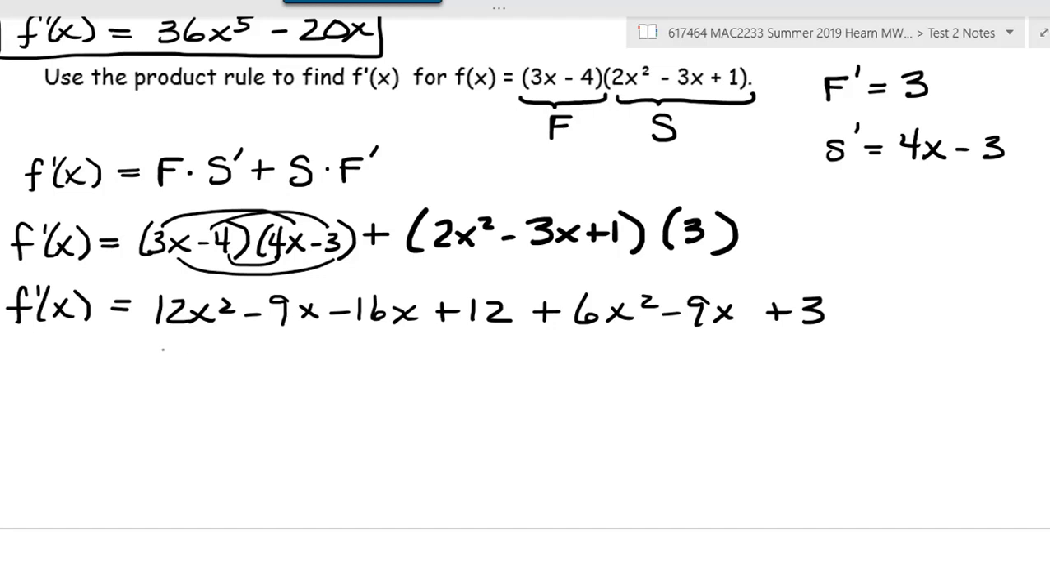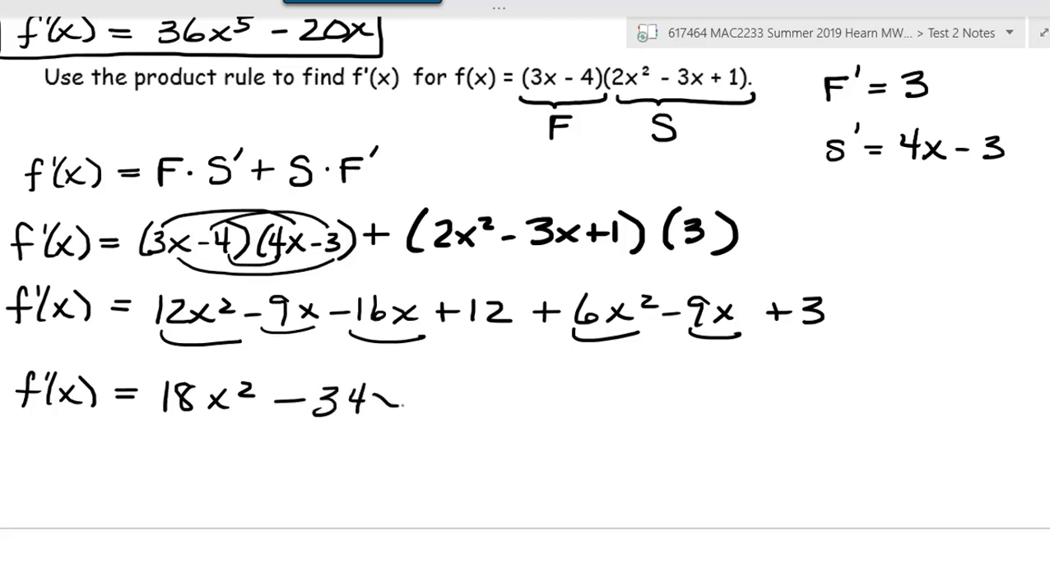We're going to combine some like terms. 12x squared and 6x squared. So f prime of x equals 18x squared. We have negative 9x, negative 16x, and negative 9x. So that's going to be negative 34x altogether. And plus 12 and plus 3 is plus 15.